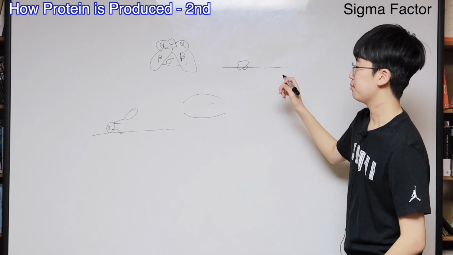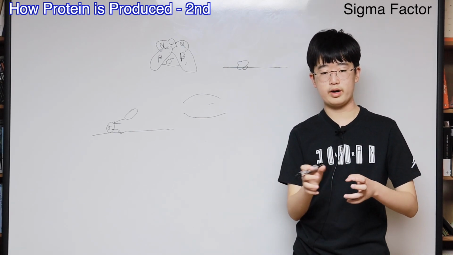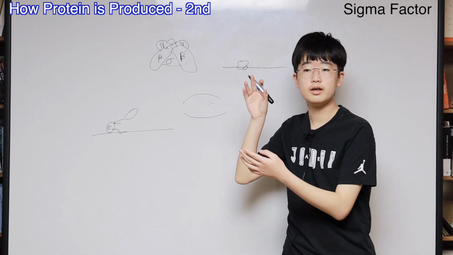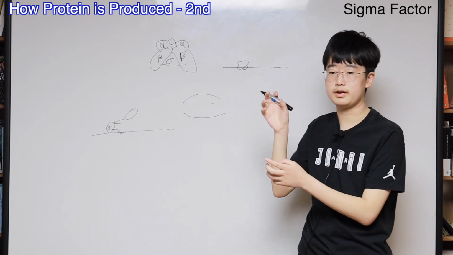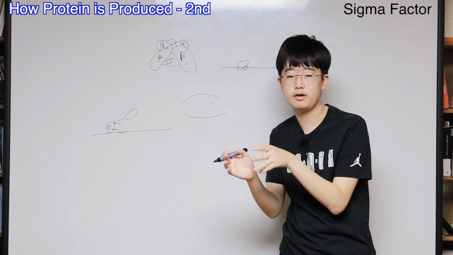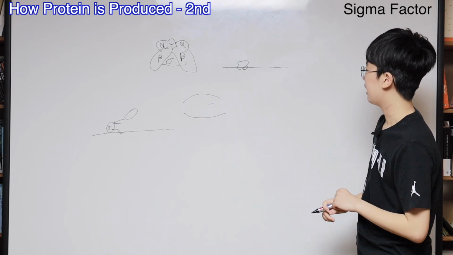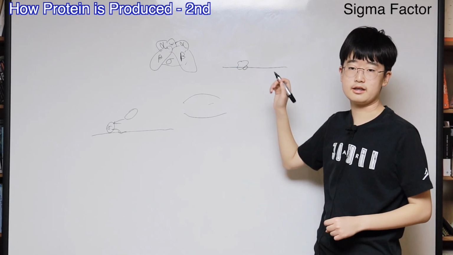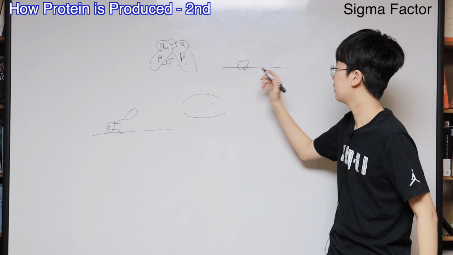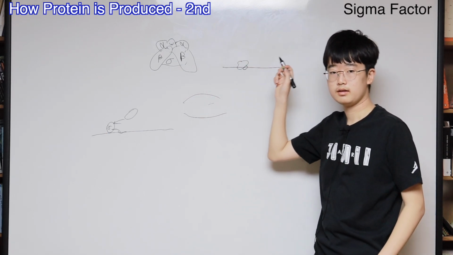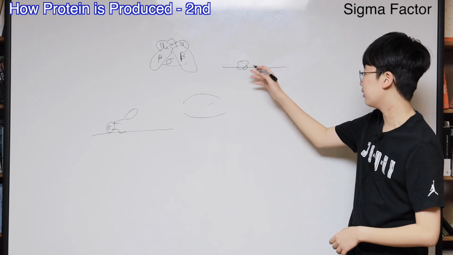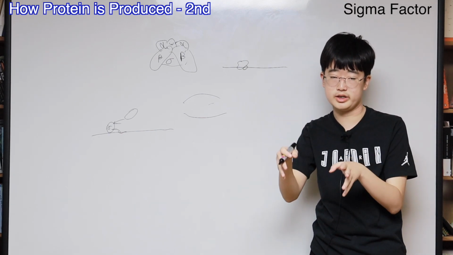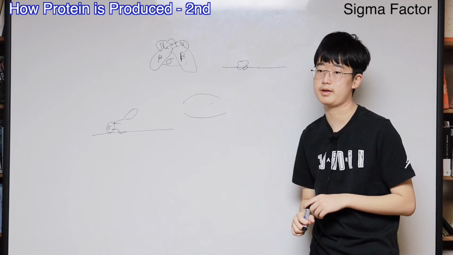And the polymerase does not know where to be. It does not specifically sit on a certain part of the gene, and it does not know where to go. And the sigma factor guides the polymerase where to sit on and start transcribing.